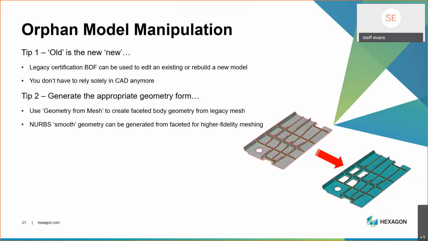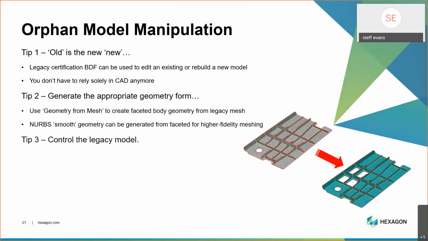So we've got two types of mesh. Excuse me, CAD that can be derived from mesh. We can create faceted bodies, which follow the mesh form, and we can create NURBS smooth geometry if we want to look at higher fidelity meshing.